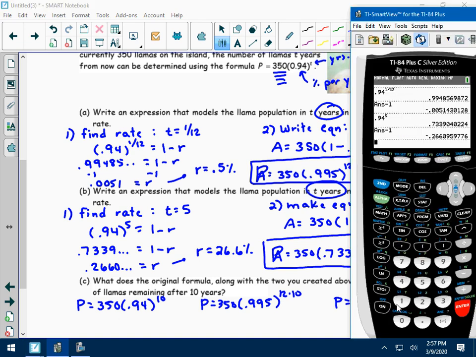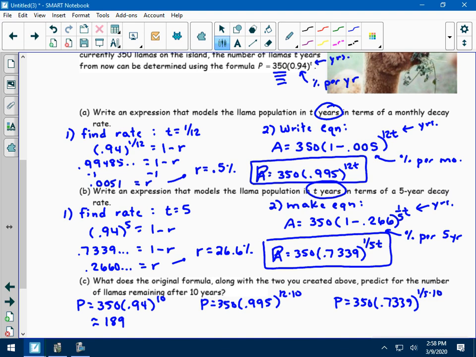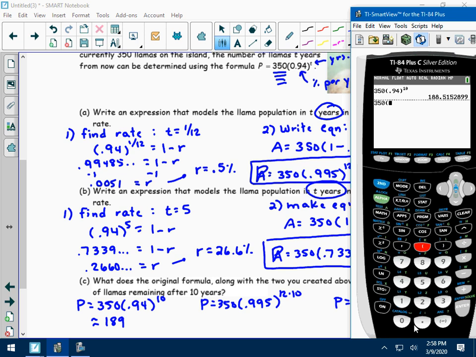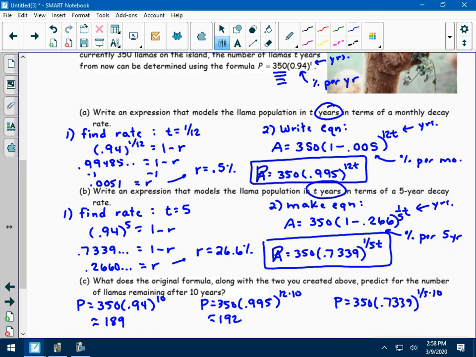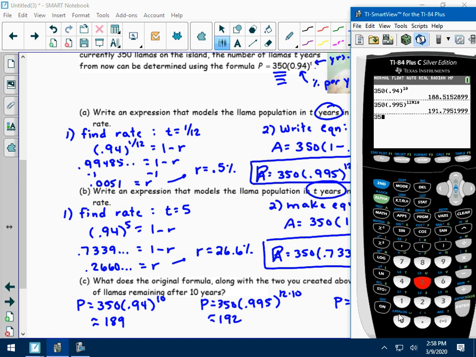All right, now let's plug all these in. 350 times 0.94 raised to the 10th gives me, we'll say, about 189 llamas after 10 years. Middle one, 350 times 0.995 raised to the 12 times 10. That gives us about 192. So that's similar, slightly off, but within the ballpark of the same amount. Then for the last one, 350 times 0.7339, excuse me, raised to the 1/5 times 10 gives me 189 again.